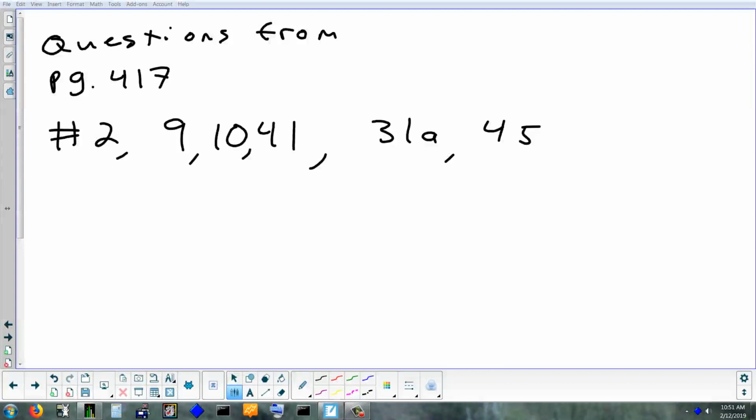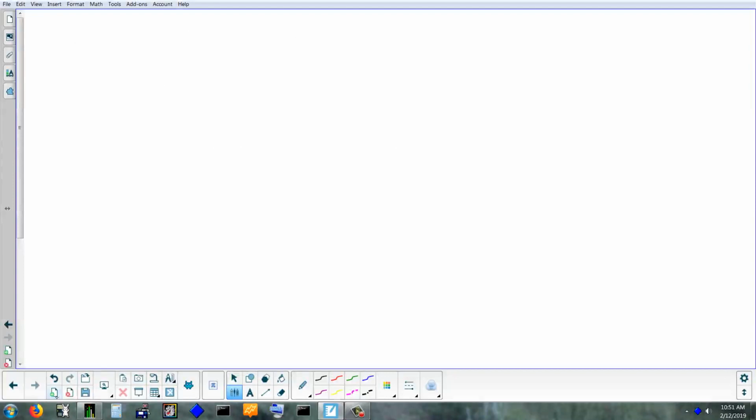Okay, so let's take a look at the homework from last night on page 417. All right, so the first one we're going to look at is number 2. Okay, so number 2 is the tangent of 15. Now, I can do this one two ways.